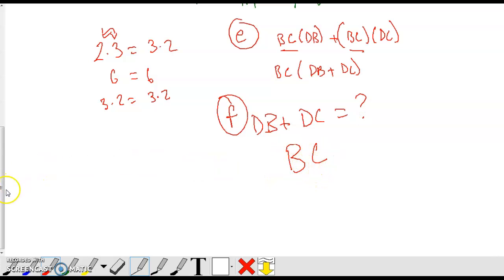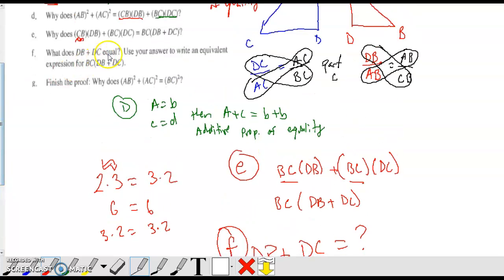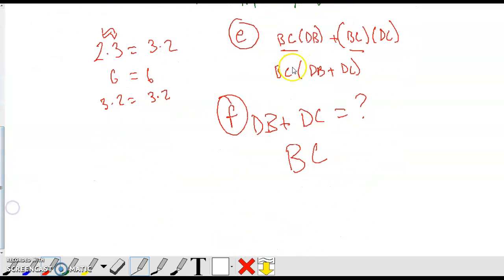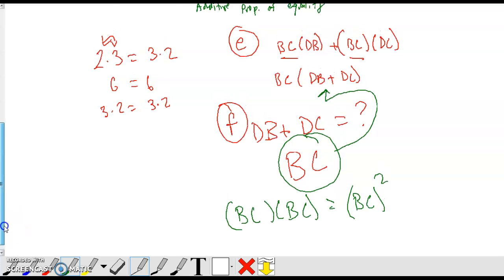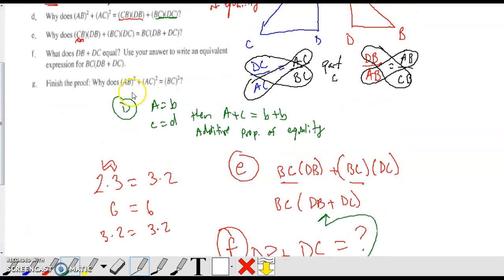So basically, what they just asked us to do is how can I reuse that to write an equivalent expression? So here's our equivalent expression. I'm going to replace BC with all of that, which means I'm going to say BC times BC, which gives us BC squared. Okay? So, to finish our proof, why does this work out?